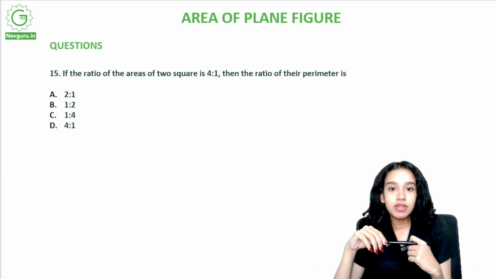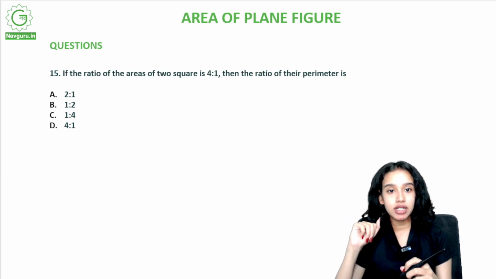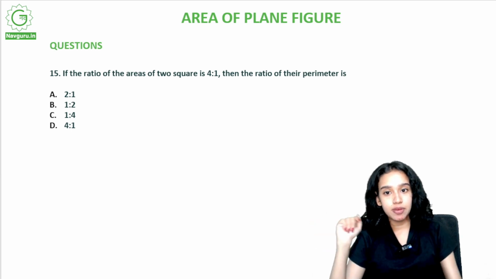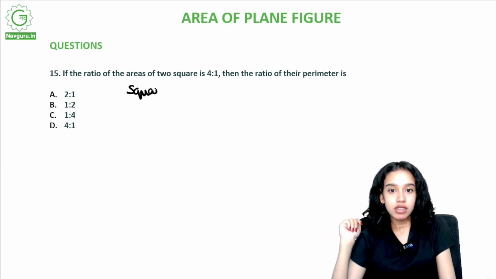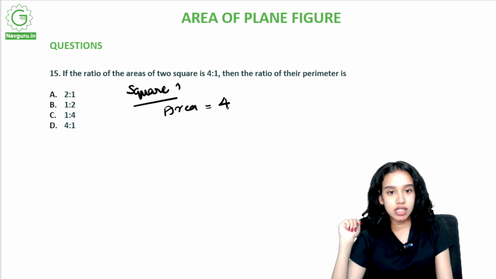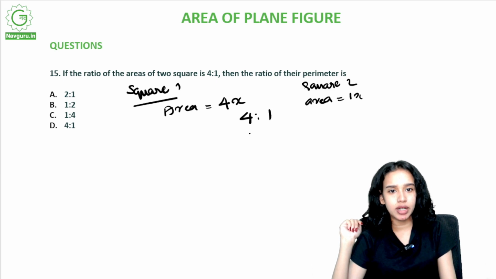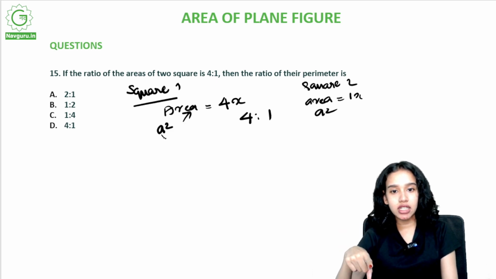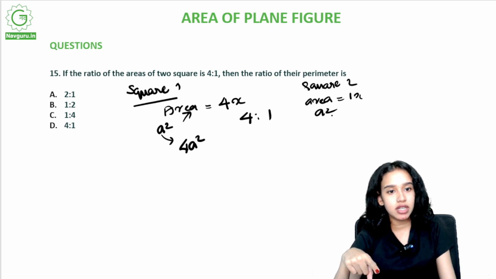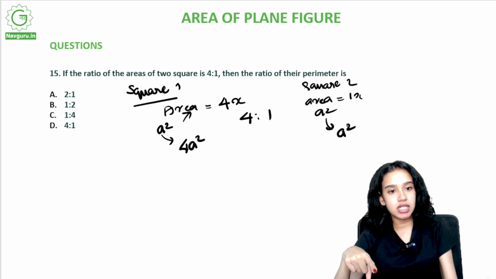Now, if the ratio of the areas of two squares is 4:1, then the ratio of their perimeter is? So, for square 1, area is equal to, let's say 4x, and for square 2, area is 1x, since the area of these two is in the ratio 4:1. What is the formula of area here? A square. So, if A square is the area, the first square is said to be 4A square and the second square is said to be just A square.